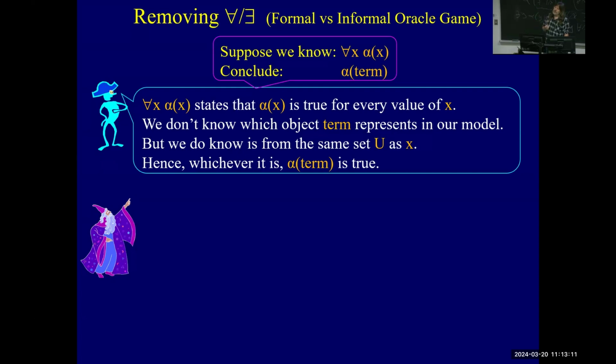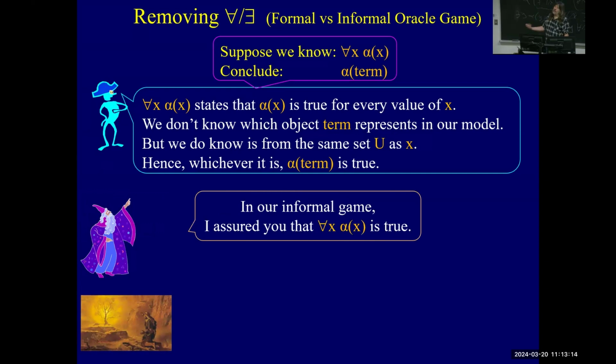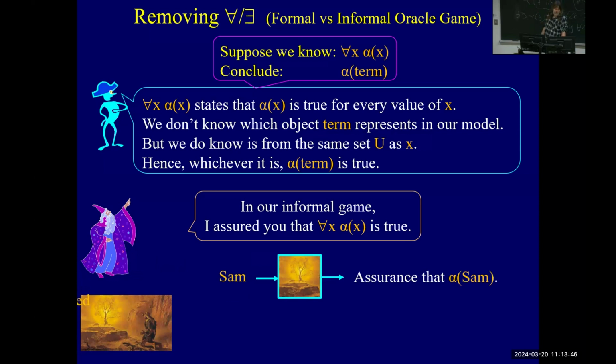Does that make sense? And from an oracle perspective, good, we didn't lose our oracle. In our game, she's assuring you for all X. What do we do when she's assuring us for all X? Where does the X come from? It can come from the prover, it can come from the adversary, it can come from anywhere. She's saying, you give me Sam, it's true for Sam. You give me Fred, it's true for Fred. You give me term, it's true for term.